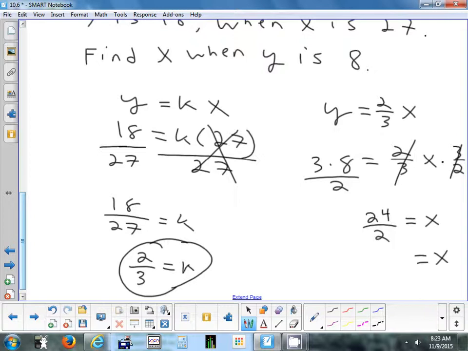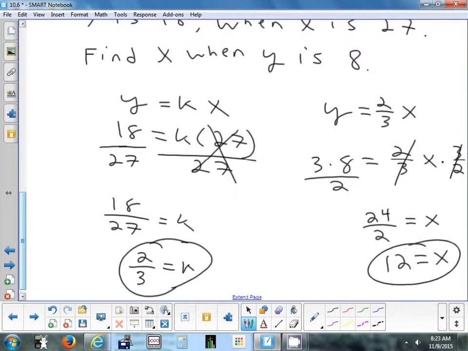Thinking half of 24. 11? That'd be half of, did I say 22? I think so. Oh, half of 24, sorry. 11 would be half of 22. It's 12. Sorry. 12.